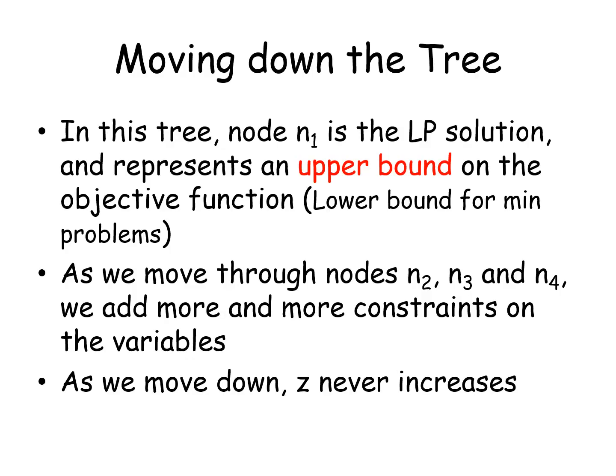So in the previous tree that we've seen, node N1 is the ILP solution, the relaxed version, and it presents an upper bound, as I said. Always the relaxed problem represents an upper bound to the integer programming problem. As we move through nodes N2, N3 and N4, we added more and more constraints on the variables, and thus the z-value will be less and less as we go down, never increases.